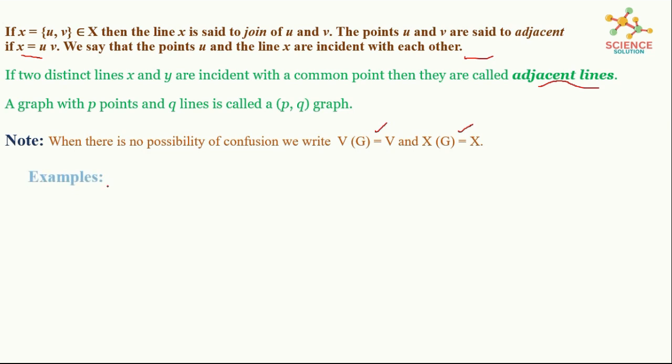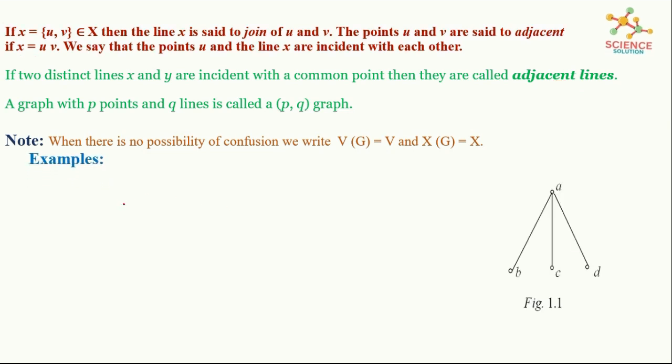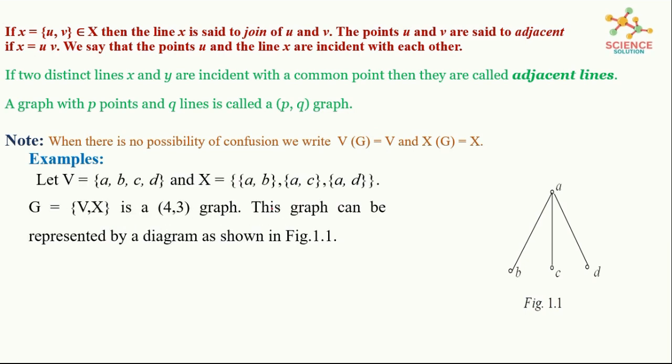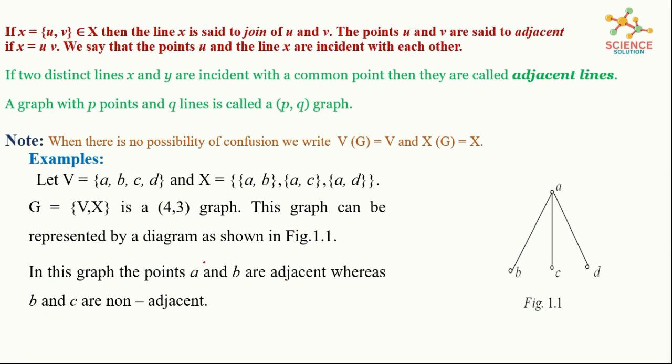For example, V is the set of vertices A, B, C and D, and X is the set of edges A to B, A to C and A to D of graph G, which is a 4-3 graph, meaning that there are 4 vertices and 3 edges in this graph. This graph can be represented by a diagram as shown in Fig 1.1. In this graph, the points A and B are adjacent, whereas B and C are non-adjacent.